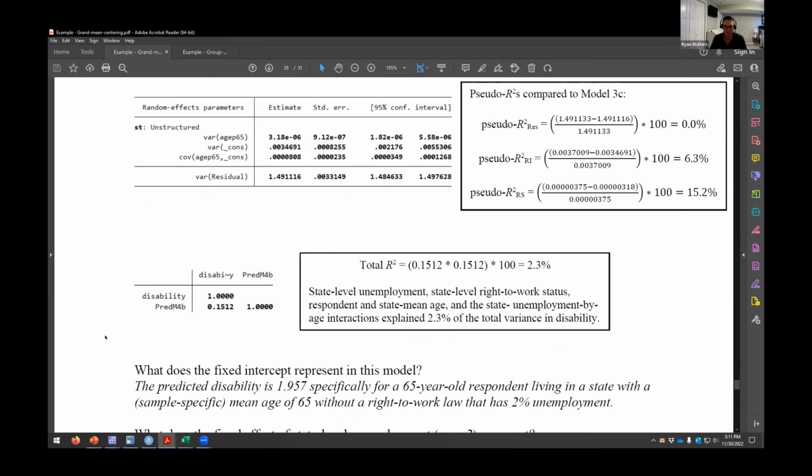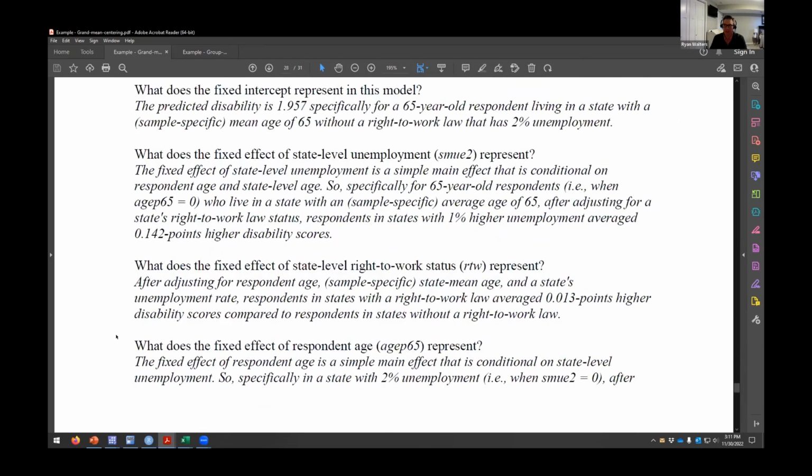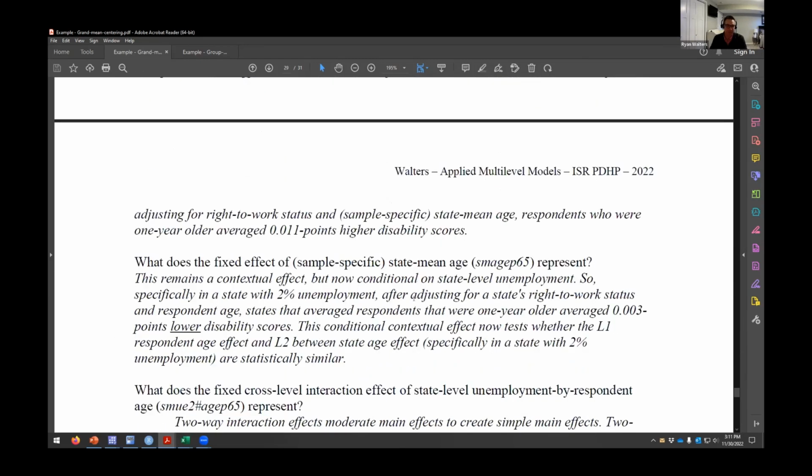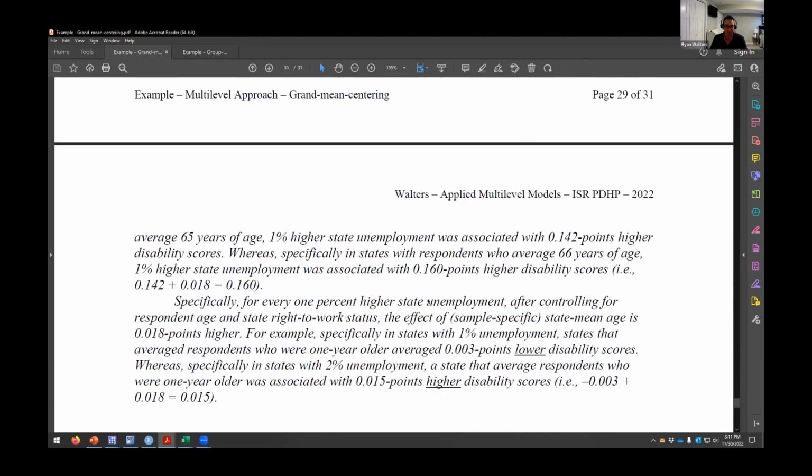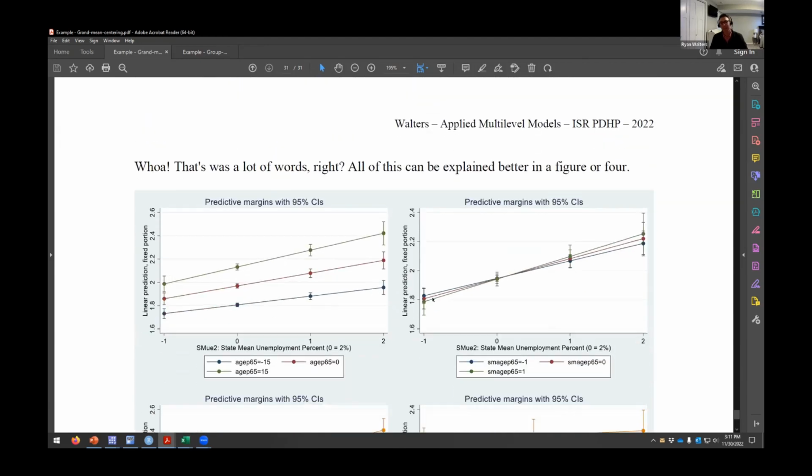Okay, so I have interpretations here going all the way through all of these. And that brings us to the end of the document. So again, a lot of words.